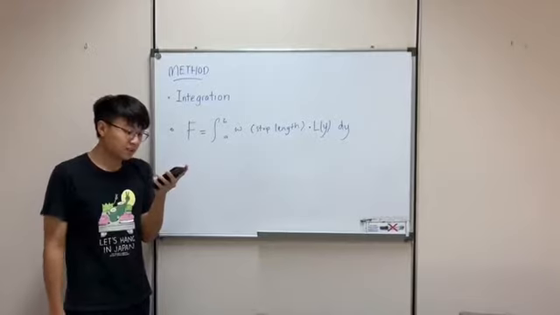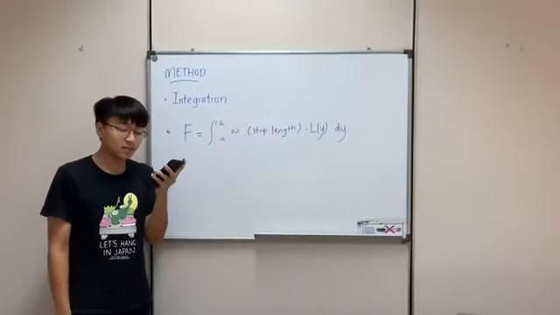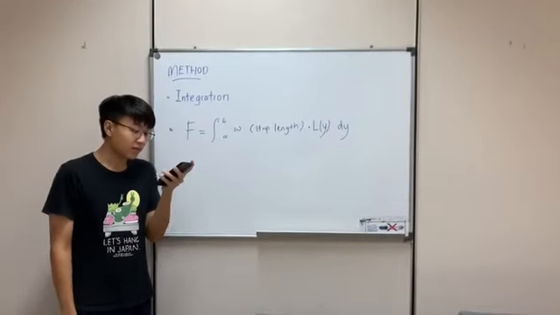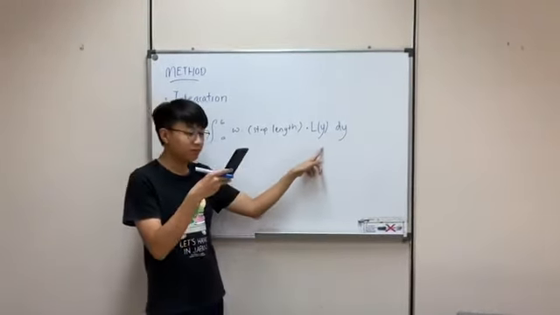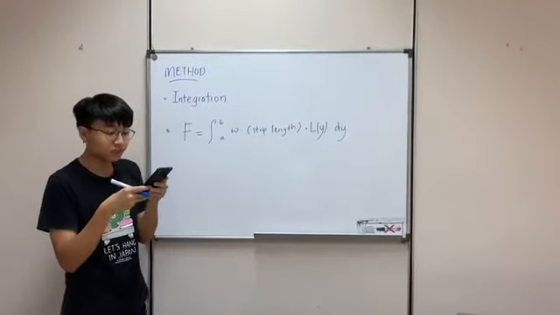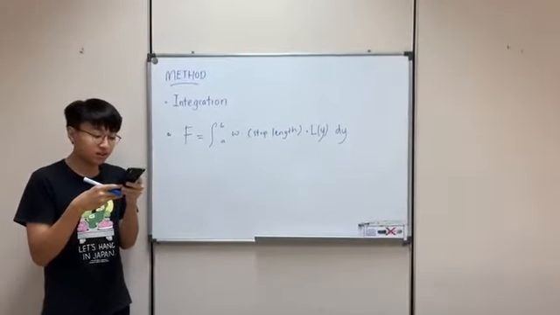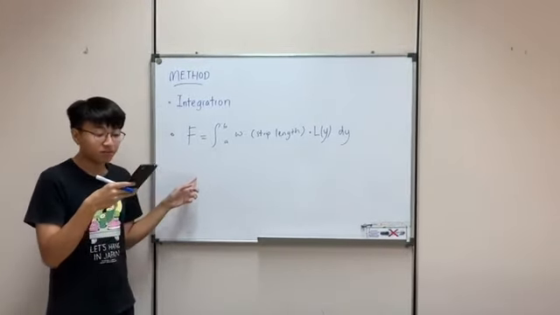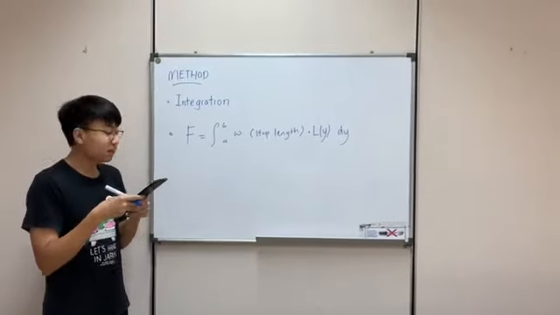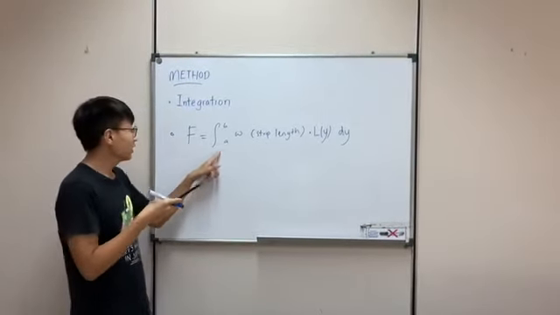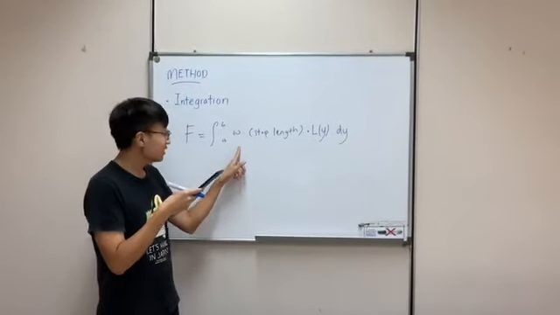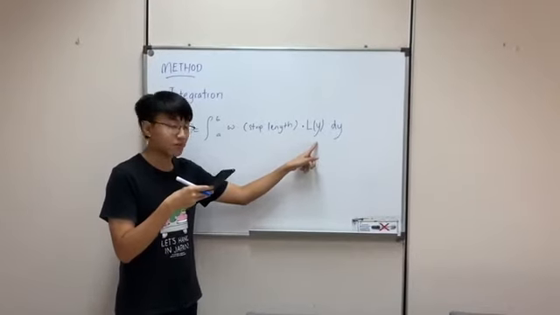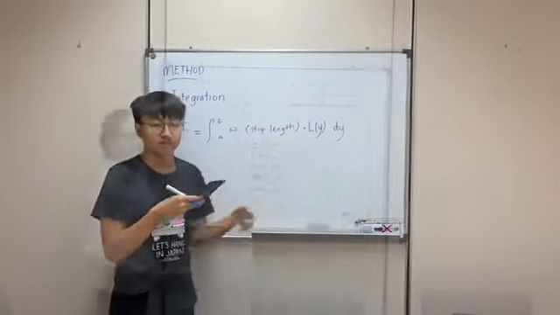Suppose that a plate submerged vertically in a fluid of weight density w runs from y equals a to y equals b on the y-axis. Let L(y) be the length of the horizontal strip measured from left to right along the surface of the plate at level y. Therefore, the force exerted by the fluid against one side of the plate is the integral from a to b of the weight density times the length of the horizontal strip L(y) with respect to y.